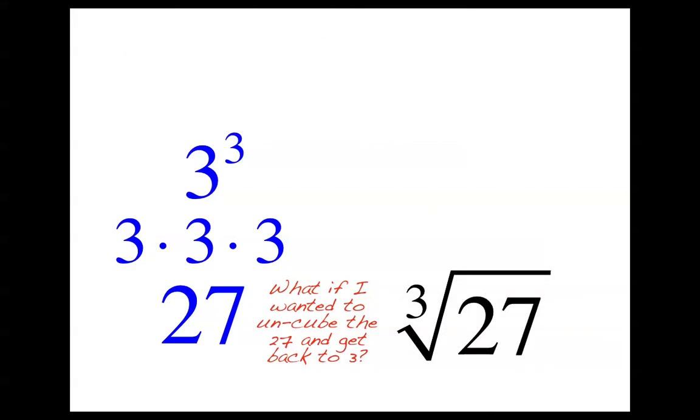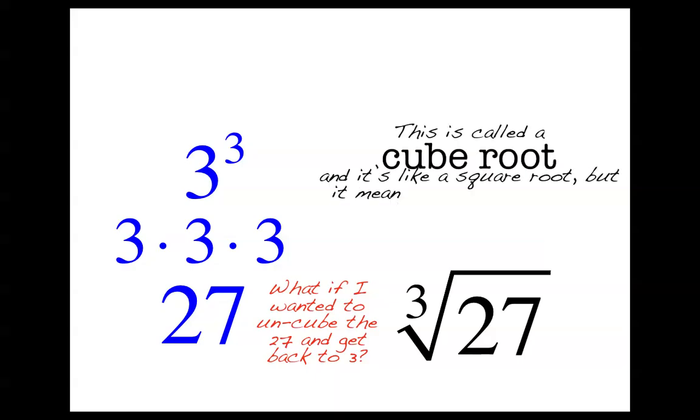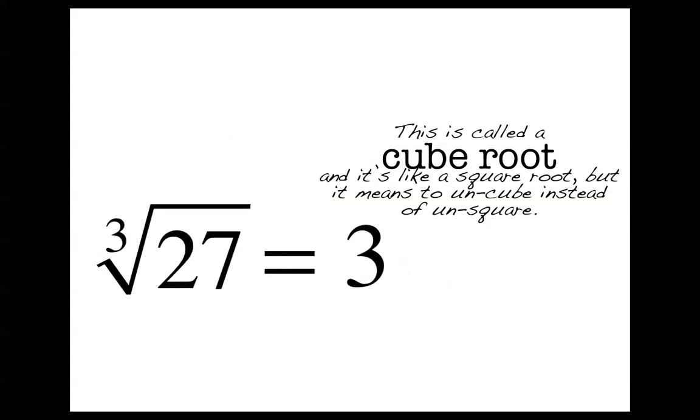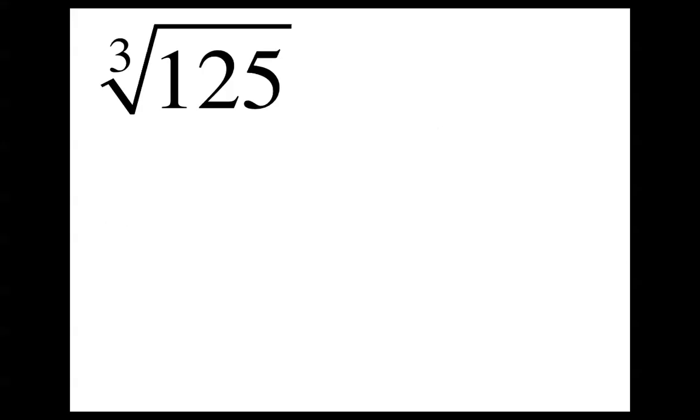So if you want to uncube something, you have to do a cube root. A cube root is just like a square root, but instead of unsquaring it, you have to uncube it. So we're not saying what times itself makes 27. We're saying what times itself times itself makes 27. And since 27 is 3 times 3 times 3, the cube root of 27 is 3. We uncubed it. So what about the cube root of 125?